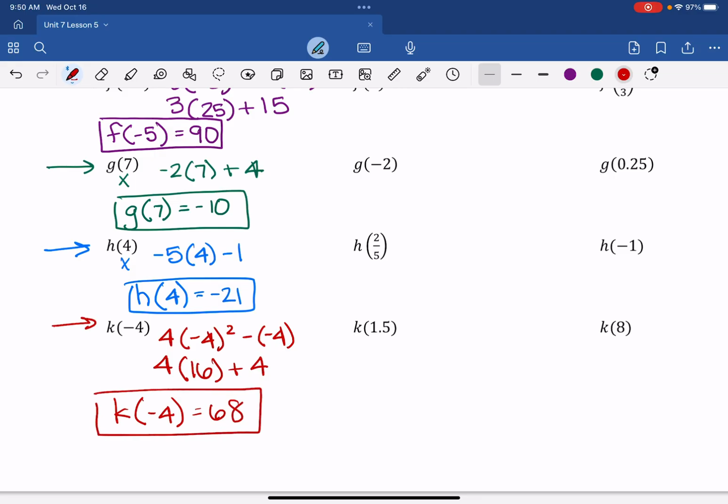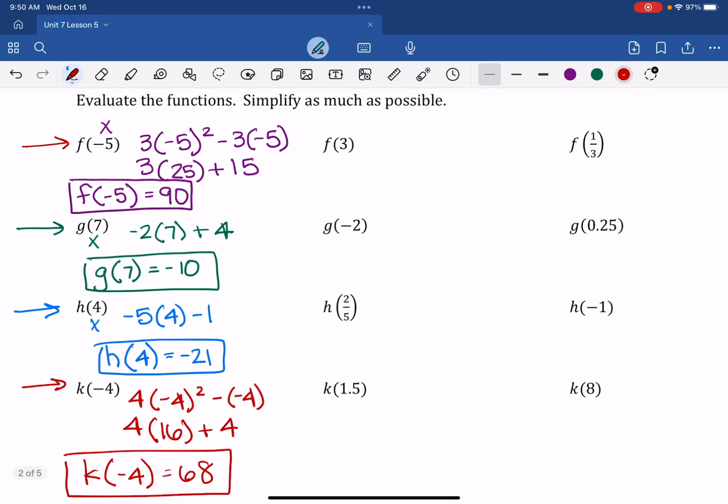So I want you to go through and do the other 8 using the correct function at the top of the page, and then you can check your answers on Canvas on the filled in notes page.